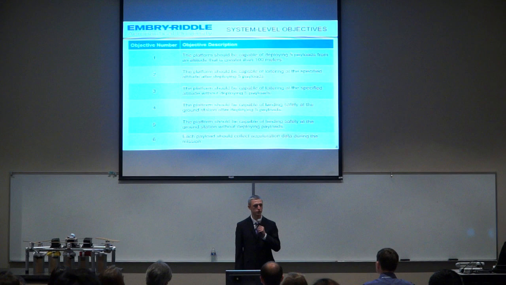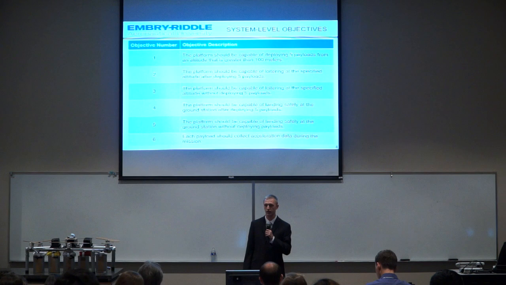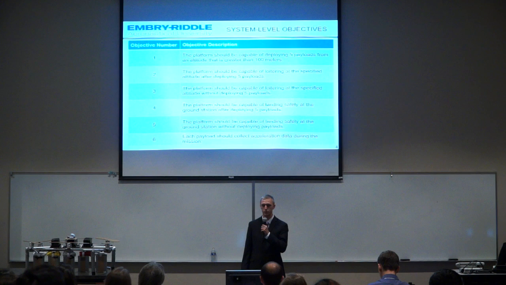Moving on to the system objectives, the platform should be capable of deploying 5 payloads from an altitude that is greater than 100 meters. Moving on to objectives 2 and 3, once the platform reaches that altitude, it should be capable of loitering there with or without deploying our payloads. Upon returning to the ground, it must be capable of landing safely with or without deploying the payloads.